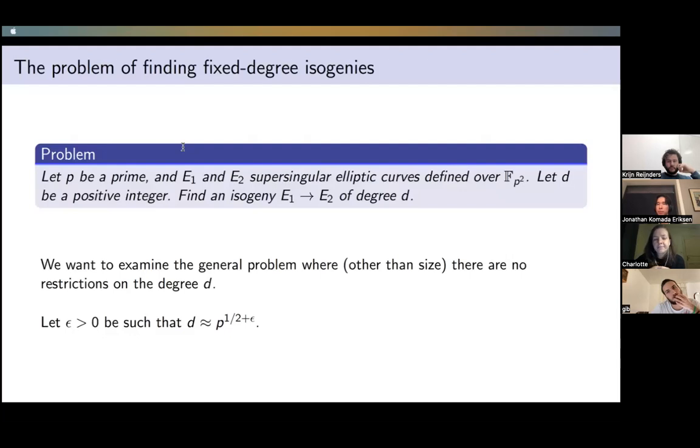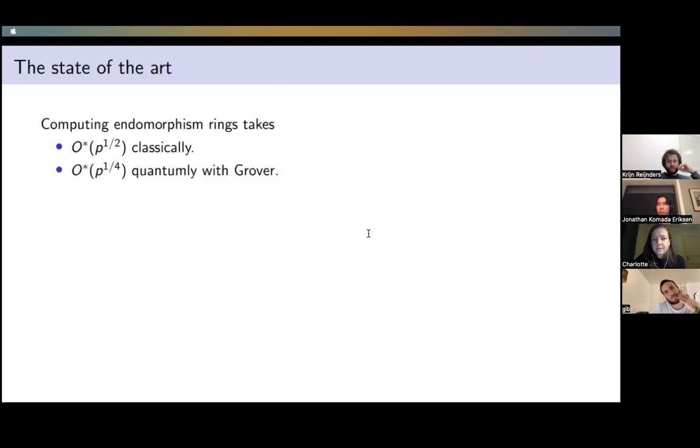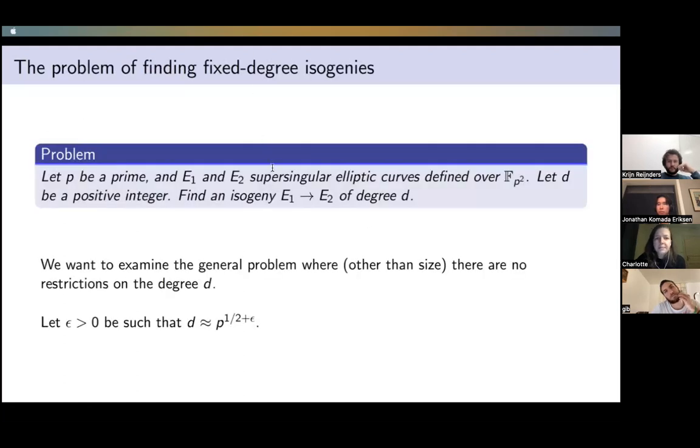So we're looking for degrees D that are larger than, or at least, square root of P. And we also mainly look at isogenies which have degree smaller than P to the 3, so P cubed, because there are some ways to compute isogenies quite fast, or at least faster than what we can do using the KLPT algorithm.